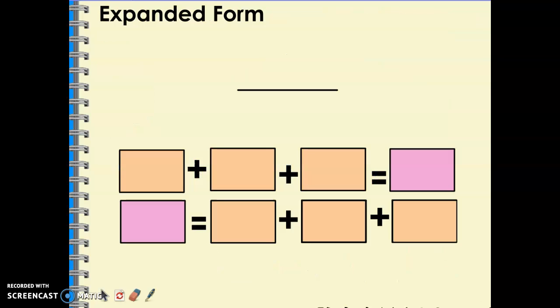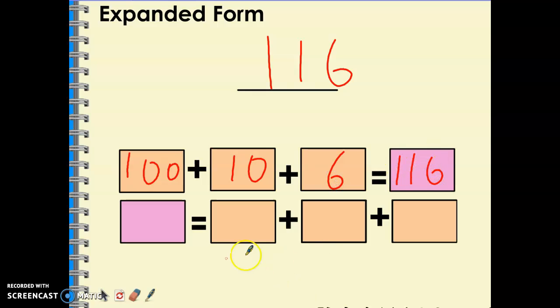Let's take a look at another way we can write the number in expanded form. We're going to use the same number that I just used previously, which is 116. I said that I had 100 plus 10 plus 6 to give me 116. Another way we can write that is we start with 116 equals 100 plus 10 plus 6. The only difference is that the top one we have our sum at the end. The bottom one we started with our sum.